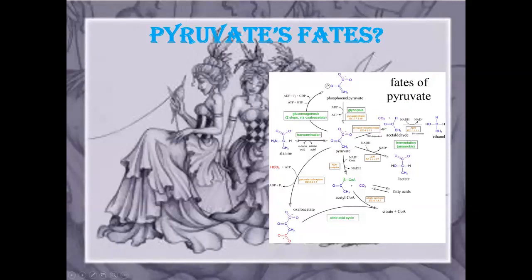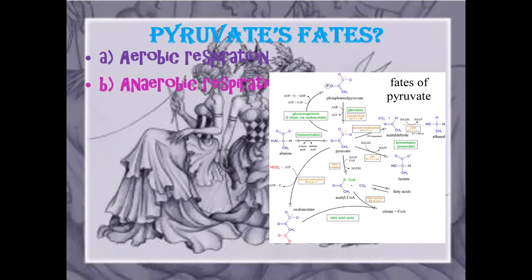So pyruvate, so glucose got broken down to pyruvate. That was glycolysis. There are 4 possible things that can happen to pyruvate. And let's look at them. One is aerobic respiration. And I'm going to go through a slide for each of these. Aerobic means oxygen. So that's the Krebs cycle and ETC. The opposite choice is anaerobic. So aerobic means oxygen, anaerobic means no oxygen.